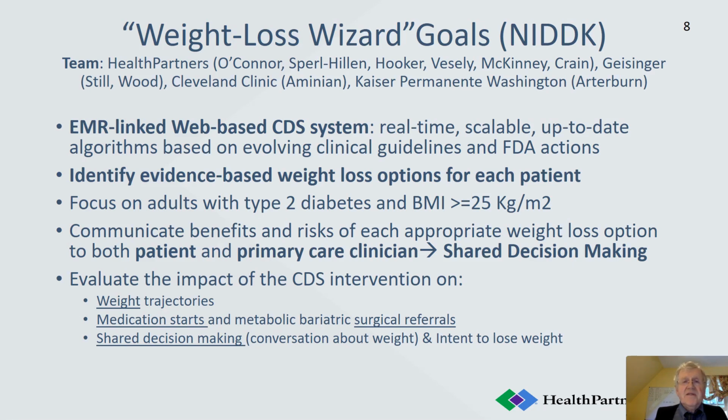Identify which of these weight loss options are appropriate. If Joe Smith is over 70, surgery's off the table. If Joe Smith has a contraindication to one of the weight loss medicines, kidney stones or something like that, or gastric emptying problems, certain drugs are off the table. So you want to identify options that are potentially beneficial for a given patient.